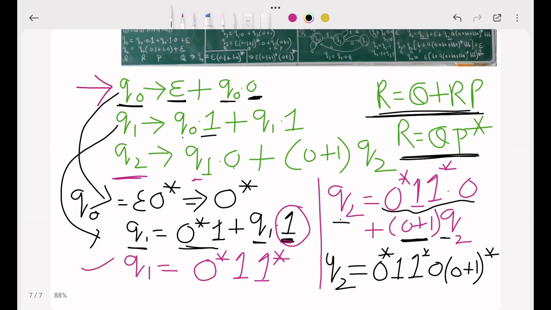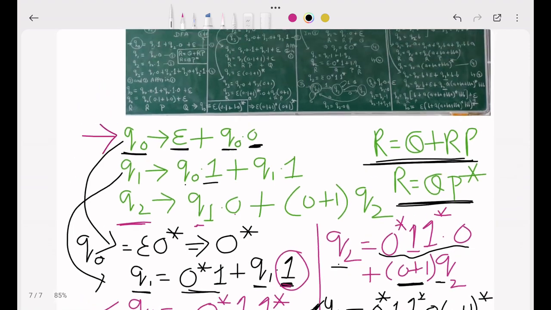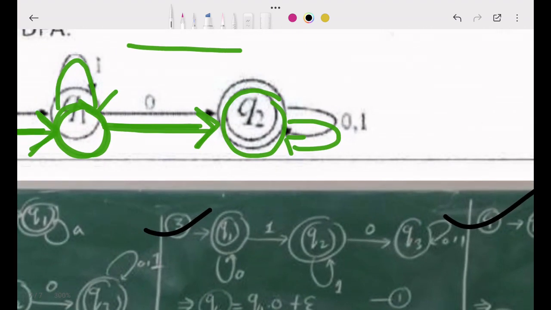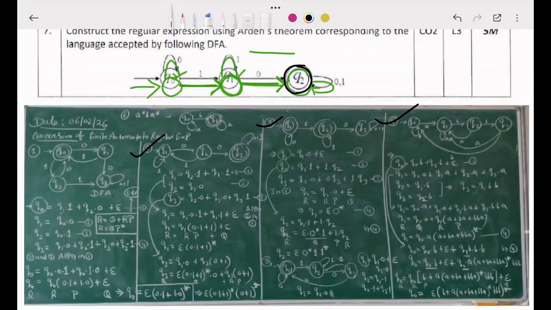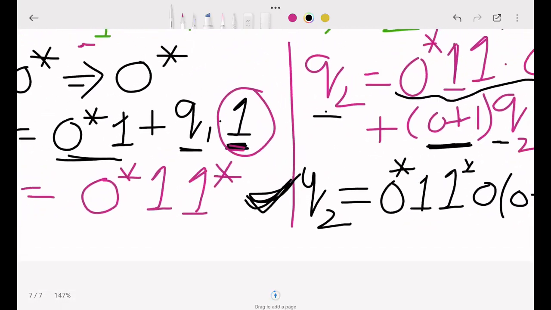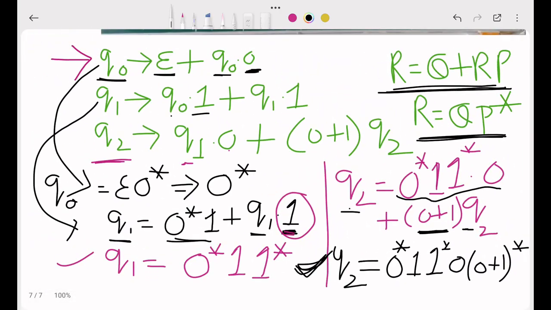Why is this my final answer? Because Q2 is the output. Q2 is the final state, because Q2 is my final state, so this is my final answer. I think that you understand how to solve this problem.